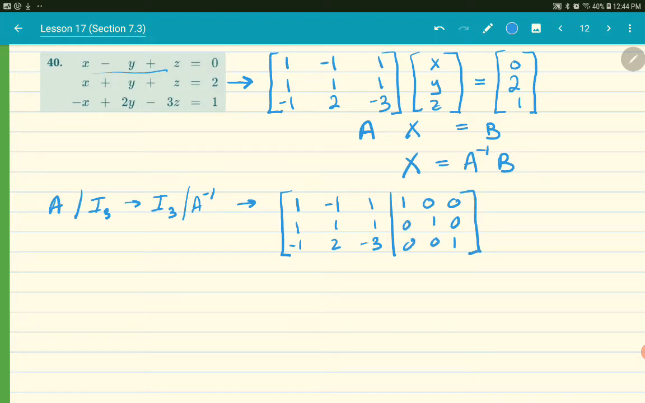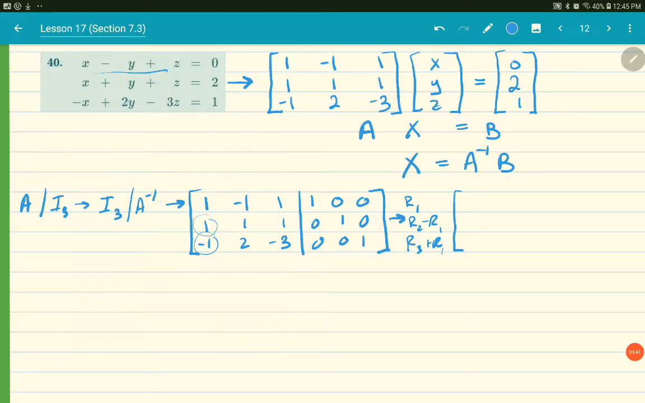And we're going to do some row operations to get the identity matrix on the left. So in that first row, I already have a 1 here, so that row is all set. Row 2, I want this to become a 0, so I'll go row 2 minus row 1. And here I want this to become a 0 too, so I'll take that row and add row 1. Row 1 doesn't change, so I'm just going to write that in first.